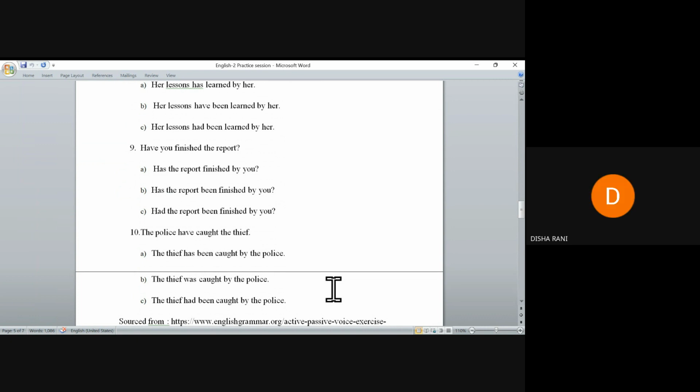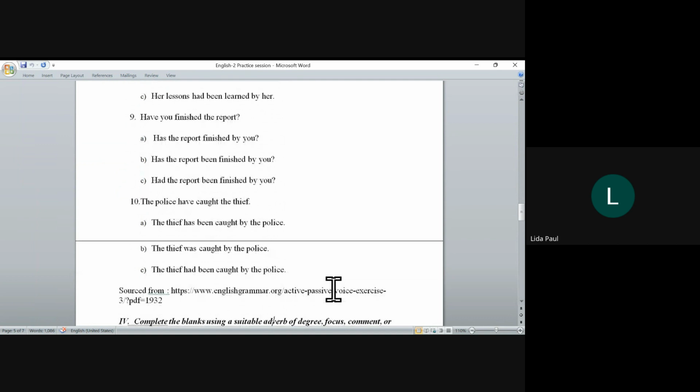Ma'am, B. Correct. Has the report been finished by you? Okay. B. The last one here is the police have caught the thief. The thief has been caught by the police. The thief was caught by the police. The thief had been caught by the police. Has been, ma'am, caught. A. Which one? Ma'am, the thief has been caught by the police. All right. So option A, the thief has been caught by the police.